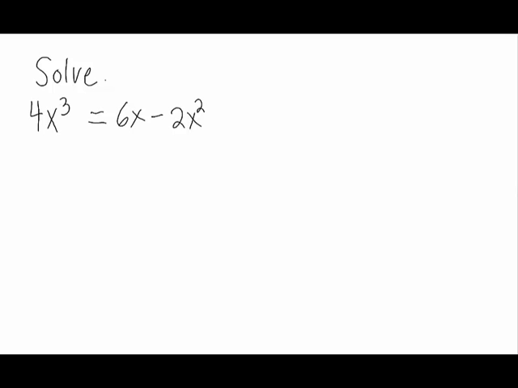In this video, I'll show you how to solve the equation 4x cubed equals 6x minus 2x squared. The first thing I want you to notice is that the degree of this equation is 3. The degree is equal to the highest exponent that you see, and that happens to be 3. That means I'm looking for 3 solutions.